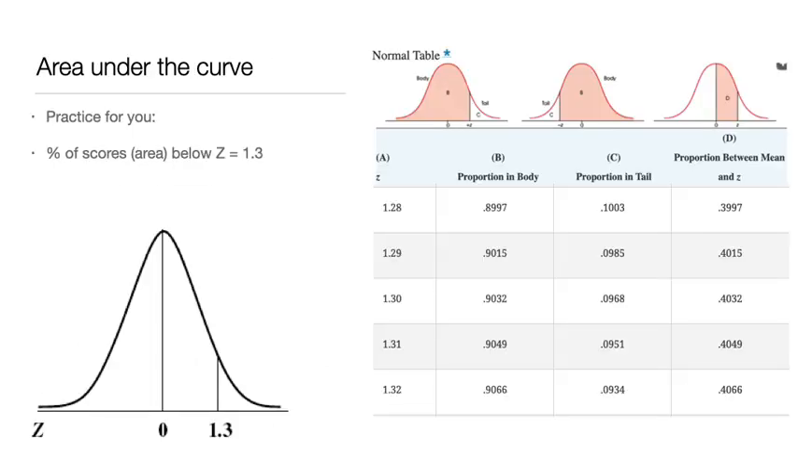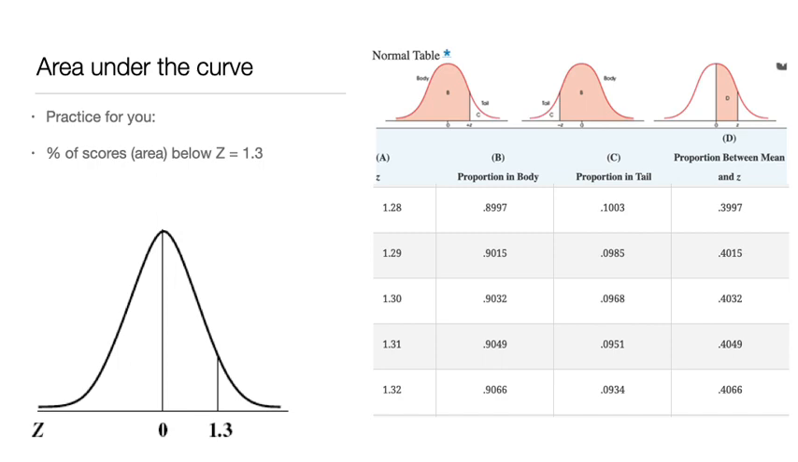So the first one we asked was the percentage of scores, or the area below the curve, for a Z-score of 1.3. Again, sometimes the hardest piece is just figuring out what part of this normal distribution we're talking about. So again, I encourage you to go ahead and draw your distribution. Here I already have it. Put that Z-score on it.